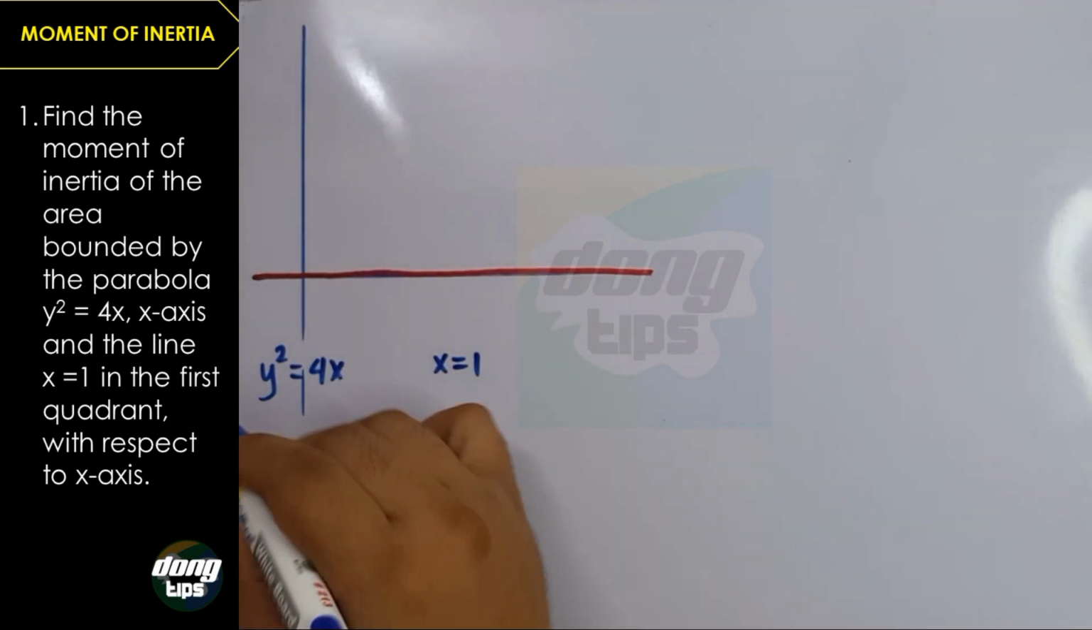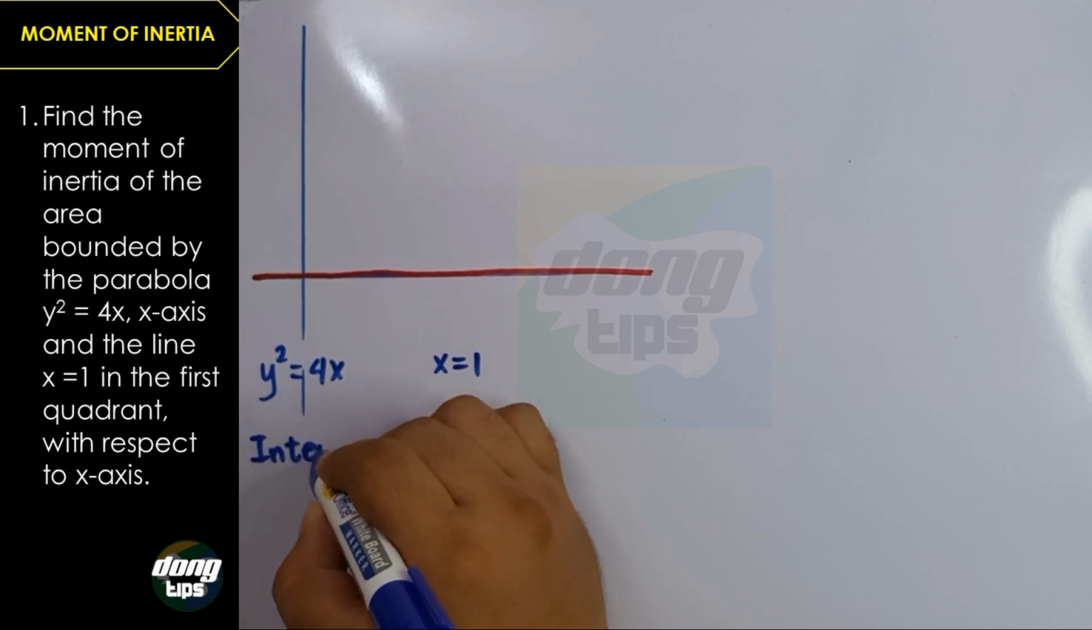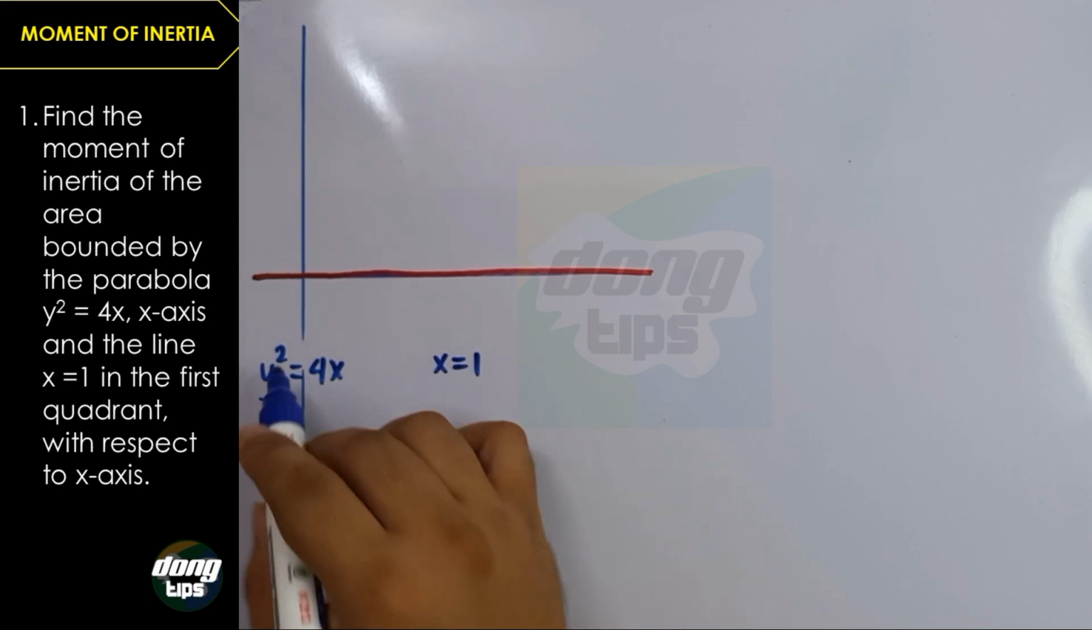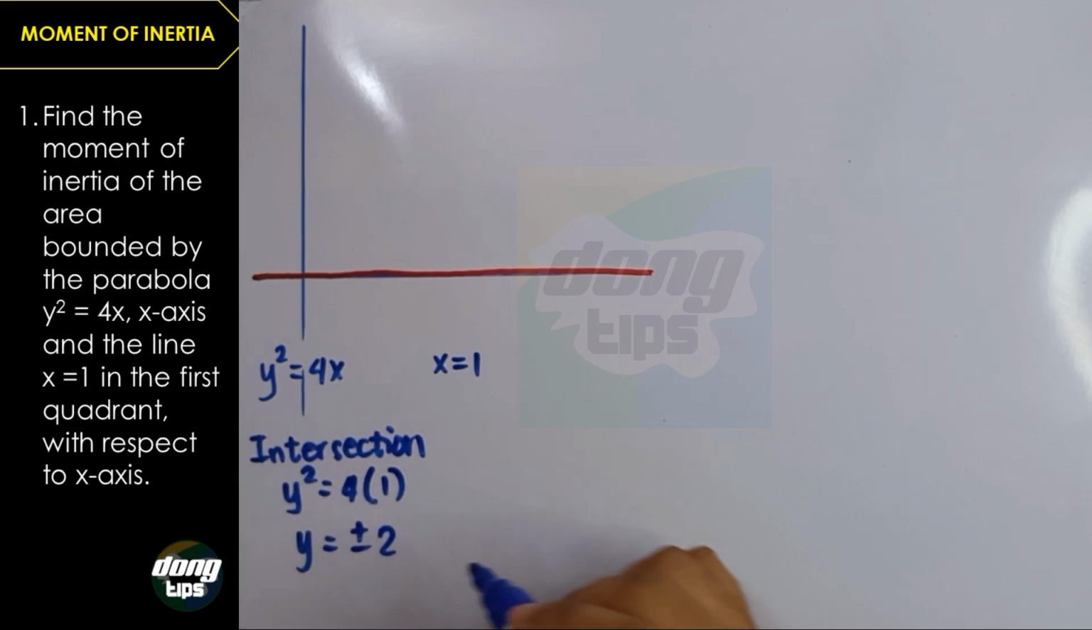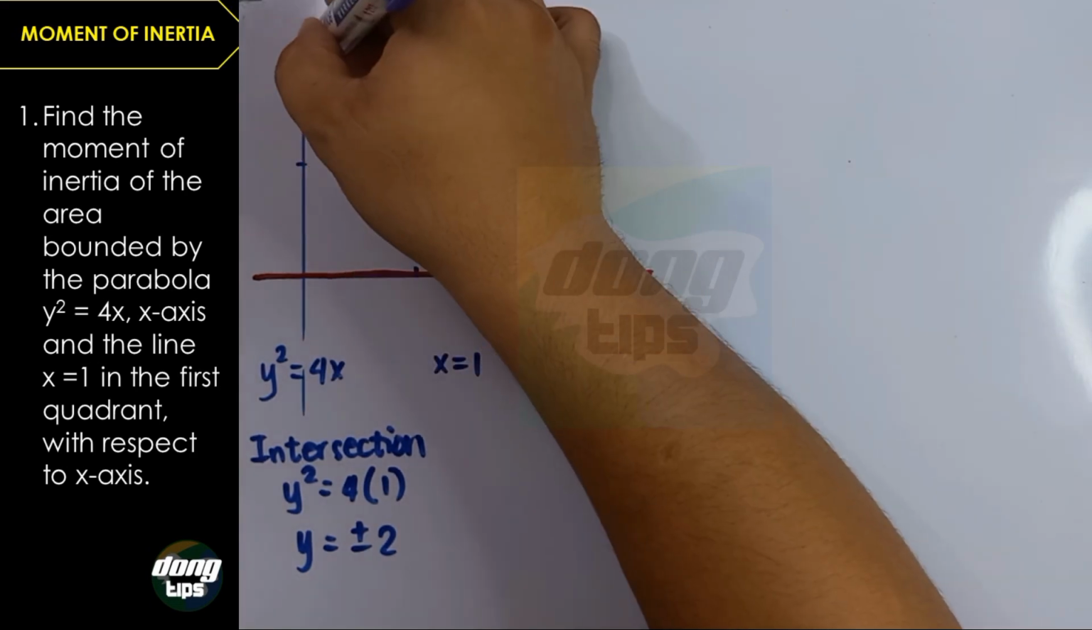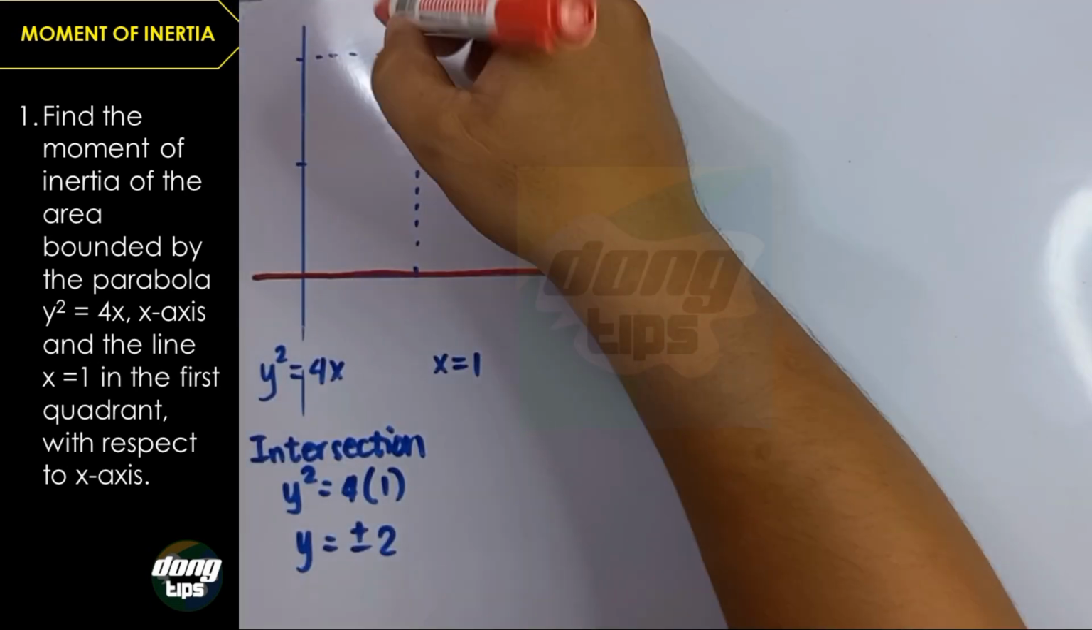First, graph the curve and the lines, and locate where they intersect each other. At line x equals 1, it will intersect the curve at y equals positive and negative 2. Remember, we only need the area bounded at the first quadrant.